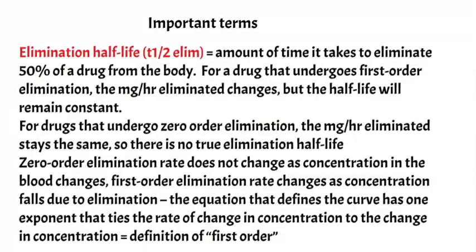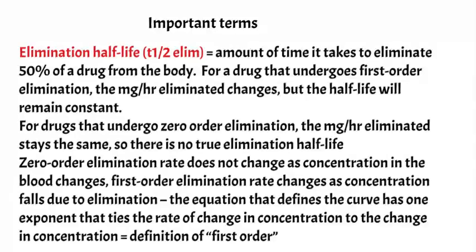A really important term to know is elimination half-life. Elimination half-life, T1/2 elim, is the amount of time it takes to eliminate 50% of a drug from the body. For a drug that undergoes first-order elimination, the milligram per hour eliminated changes, but the half-life will remain constant. For drugs that undergo zero-order elimination, the milligram per hour eliminated stays the same, so there is no true elimination half-life. The half-life changes.